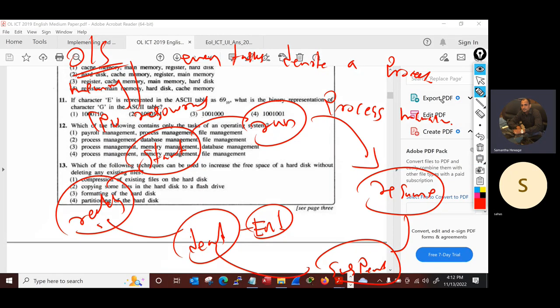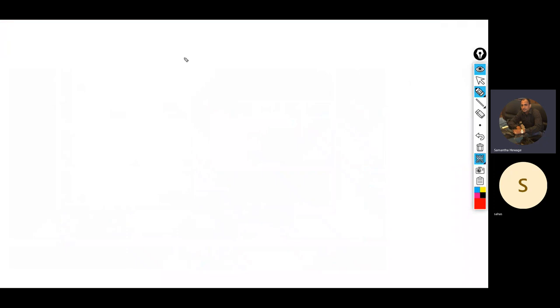Memory management means that every application and every program in a computer needs memory.